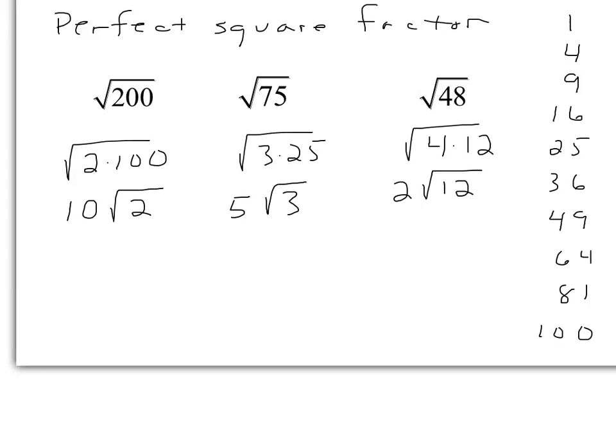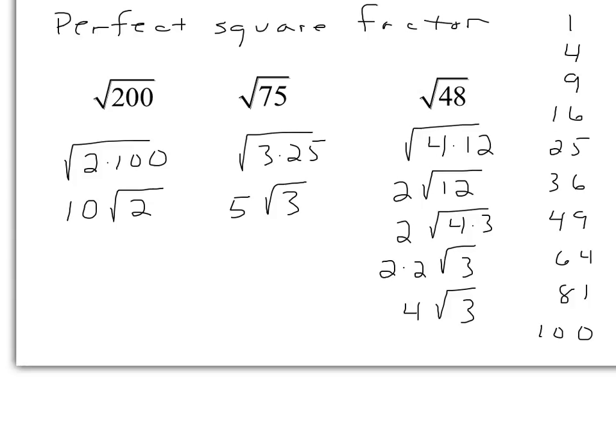And the thing you notice here is you're not quite done, because 12 also has a perfect square factor. 12 is the same as 4 times 3. Square root of 4 is 2, so you bring that outside, so you have 2 times 2 times the square root of 3, or 4 times the square root of 3.